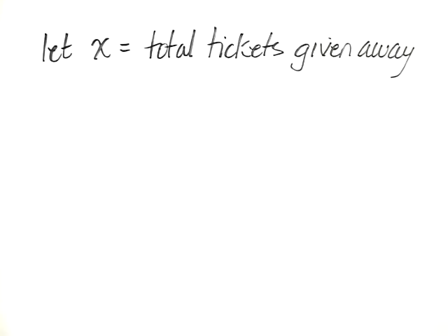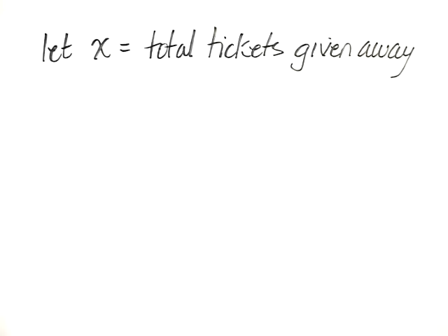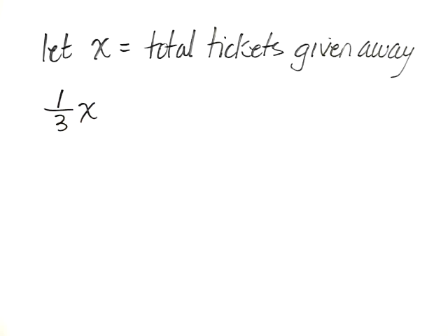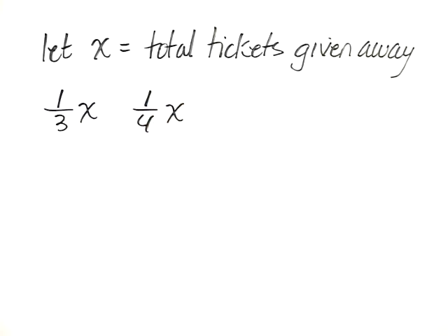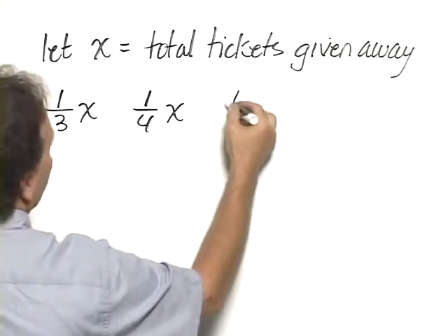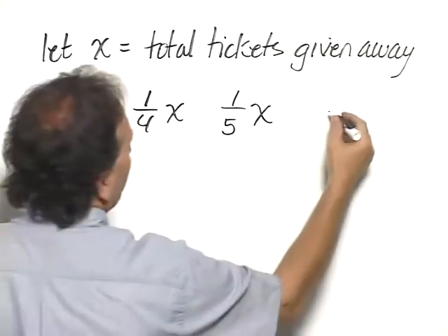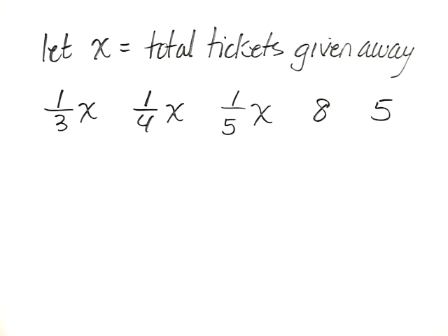So we start the problem with the familiarize step, and that is we will let x equal the total number of tickets given away. And then we can say that the first person received 1/3 x of the tickets. The next, or second person, received 1/4 of the tickets. The third person received 1/5 of the tickets. Then the fourth person received 8, and the 5th person received 5. So there's how many tickets each of the 5 received.